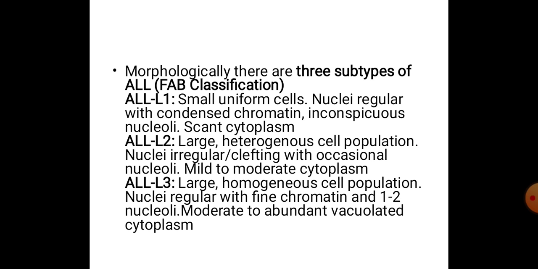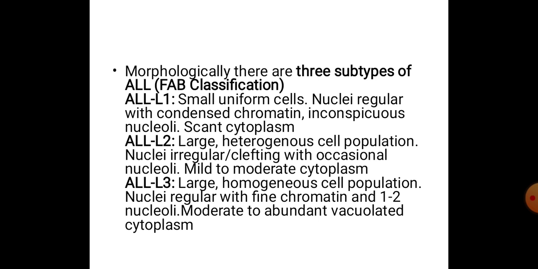There are 3 subtypes of ALL. What is the classification we use? We use the FAB classification: L1, L2, and L3. In L1, you have small uniform cells, regular nuclei with condensed chromatin, inconspicuous nucleoli and scant cytoplasm.